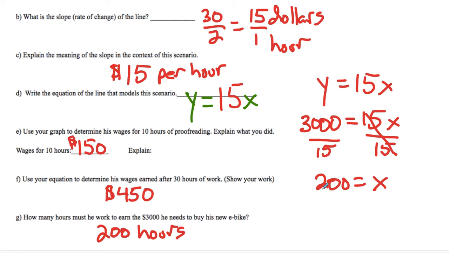Okay, and if you're not convinced of that, we plug it back in and you can check your work. Y equals 15 times 200 hours. You should get a cost or an earnings of $3,000. All right, there you go. There's target 1.6.